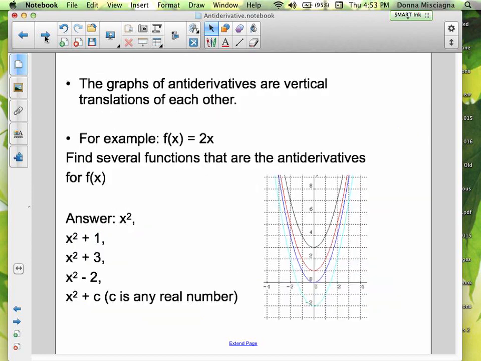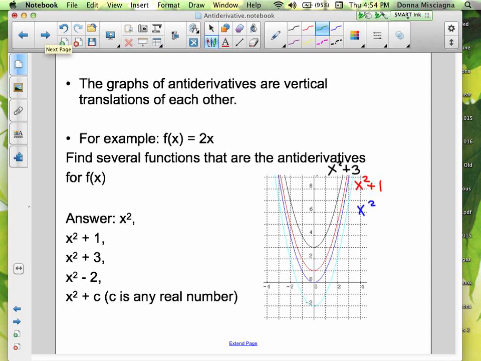So here we have a bunch of functions whose derivatives are 2x. Functions that have 2x as their derivative are x squared plus 1, x squared plus 3, x squared minus 2. As a matter of fact, they're all graphed there. In black here, we have x squared plus 3. In red, we have x squared plus 1. In blue, we have x squared. And in the green, aqua-y color, we have x squared minus 2. Any one of those functions, we take the derivative, we're going to get 2x as our answer.